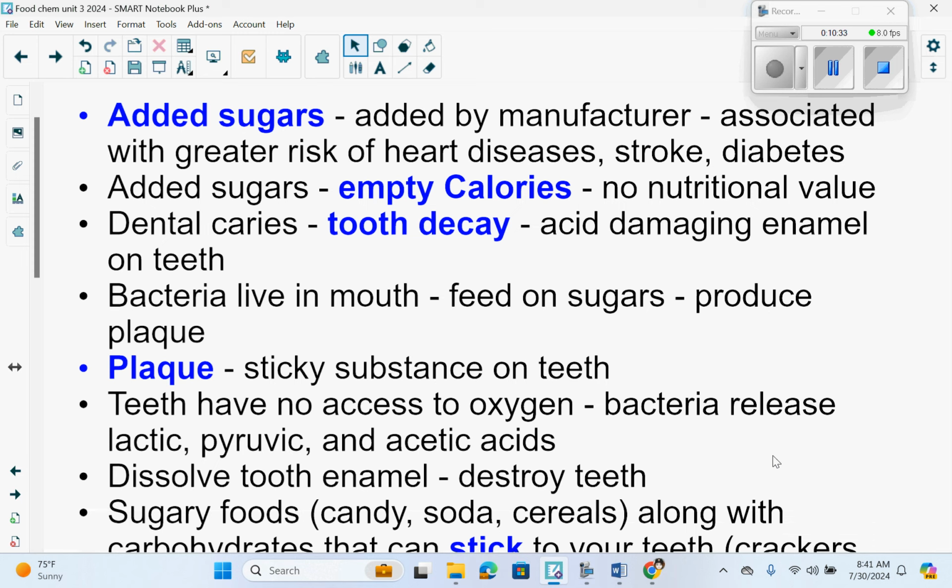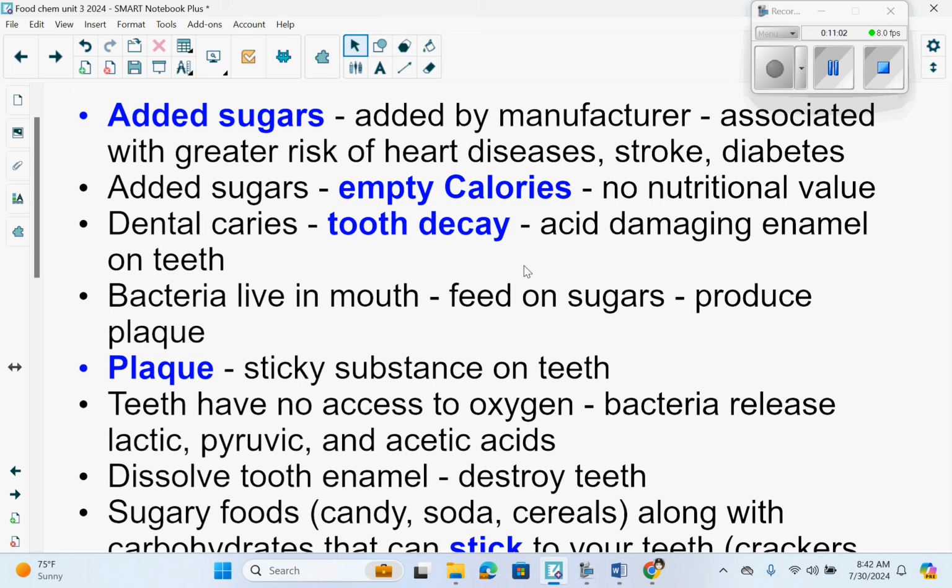Dental caries or tooth decay. This is acid damaging enamel on your teeth. Bacteria live in your mouth, feed on sugars, and produce plaque. Plaque is that sticky substance on your teeth that you need to brush off, right? Teeth have no access to oxygen, so bacteria will release lactic, pyruvic, and acetic acids. This dissolves tooth enamel and destroys your teeth.